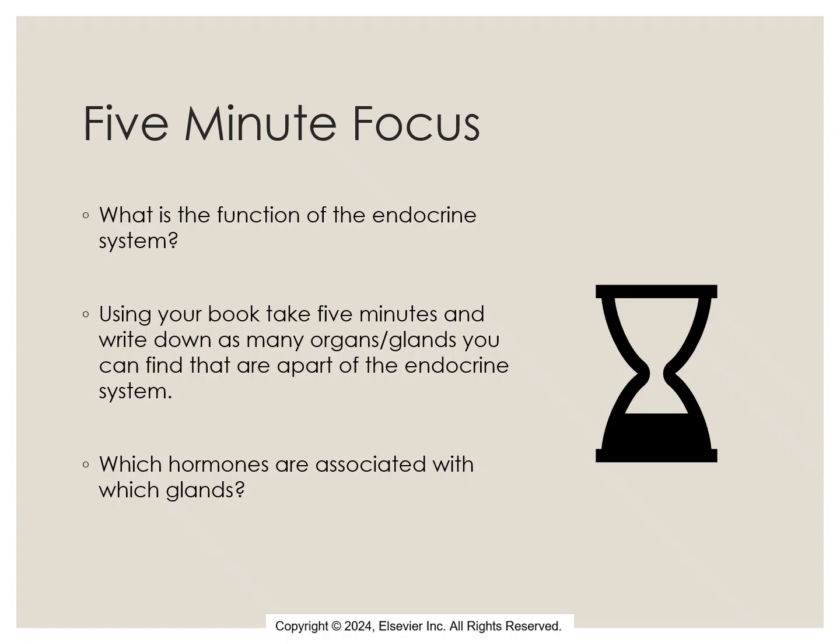Use your book and take a few minutes to go ahead and write down as many organs or glands you can find that are a part of the endocrine system. And go ahead and think which hormones are associated with which glands. This is something that you need to learn and understand because it's going to help you in later chapters.